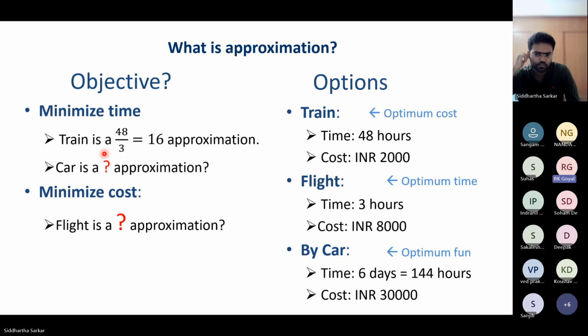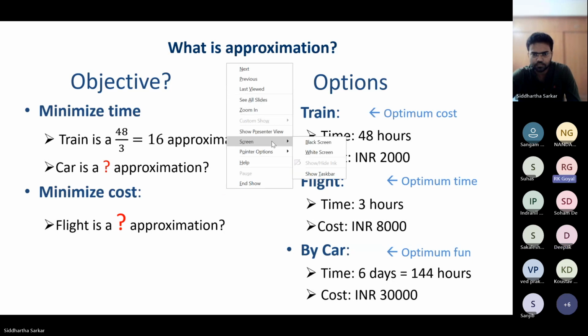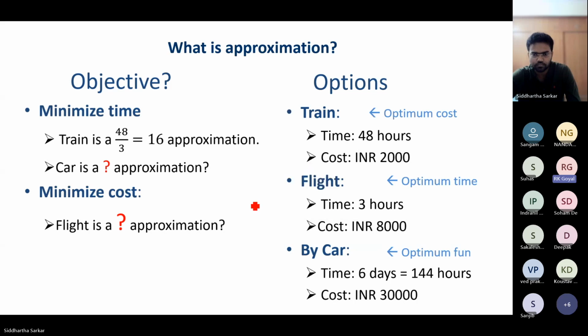So 144 divided by 3. Okay, yeah, because the fastest one is taking 3 hours, and I want to minimize time, so I'm approximated by 48 folds. It is very difficult to write here, but I'm trying to write. Whatever you said is correct, but I just want to understand if 144 by 3 is 48. Let me use a calculator.